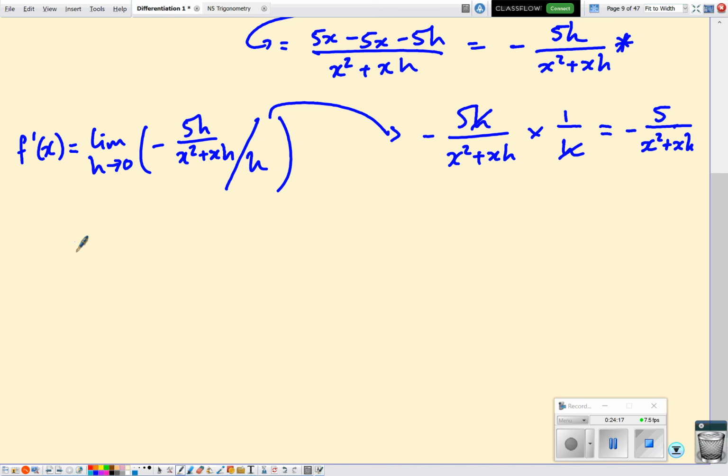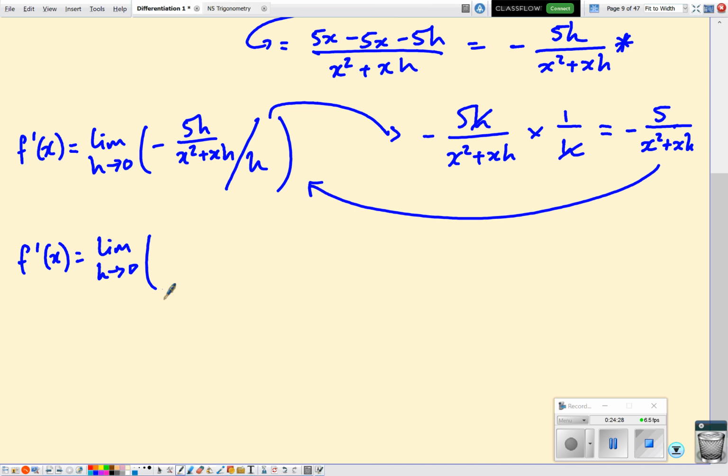Let's come back to this. Alright, and the derivative f dash of x is the limit as h tends to 0 of what we've got on the far right hand side here, negative 5 over x squared add xh. Right, now you might be wondering, surely at some stage, you're going to run the risk of getting a divide by 0. Well, you might, but largely speaking, if you've got that, you've probably done this wrong, or the derivative doesn't exist.